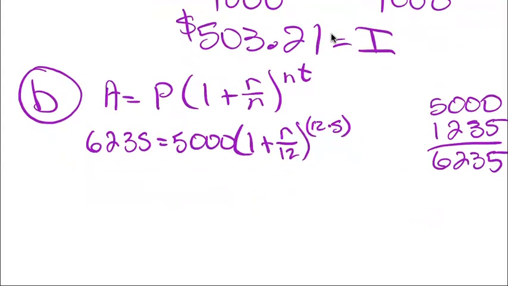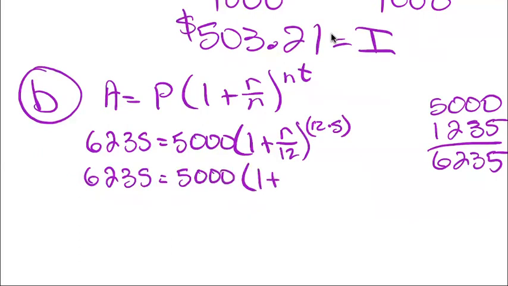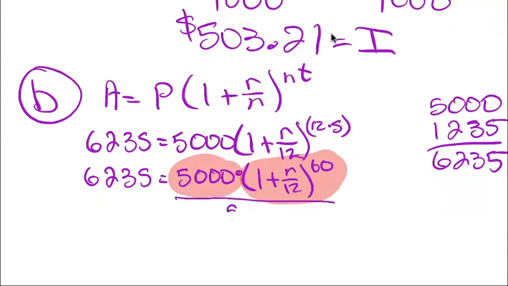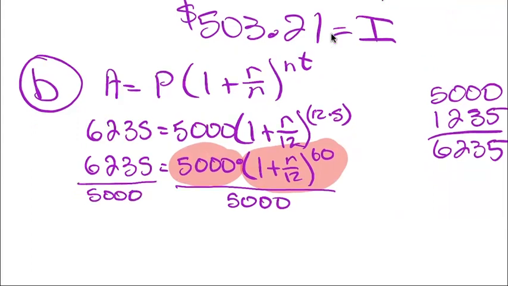So what can I do here? I can do my 12 times 5, which gives me 60. So 5,012.35 is equal to 5,000 times 1 plus R over 12, to the power of 60. Well, this is 5,000 times this, and this is all one thing, right? So that's 5,000 times that. So I should be able to divide this side by 5,000, divide this side by 5,000 to simplify both sides a bit.